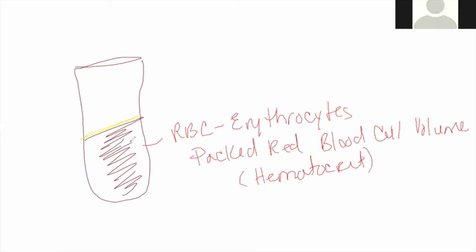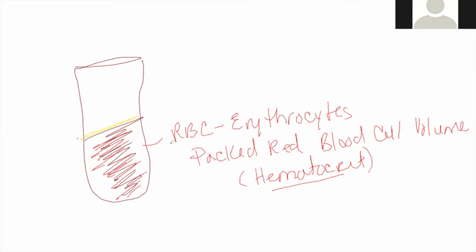So once we spin the blood and we get this packed red blood cell volume, we say that that packed red blood cell volume of erythrocytes is known as hematocrit, right? And we know that, since this is a very fine line, it's going to be right around 45%.